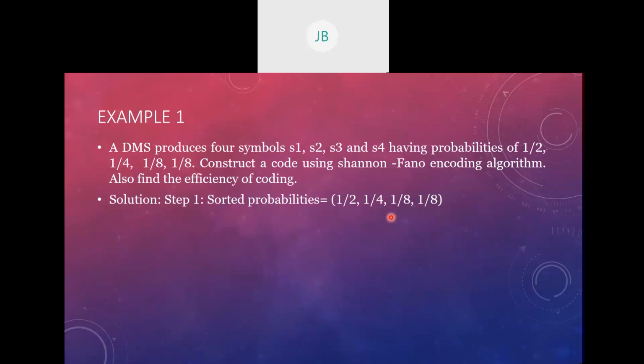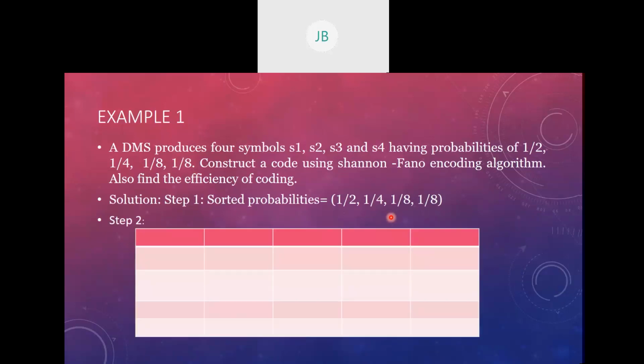Otherwise, we need to sort it. Okay. Then in the second step, we need to divide them into two groups, right? So we have the four symbols S1 to 4, and their probabilities varying from half to 1 by 8 as given here. And in the next step, we need to divide all these four symbols into two groups such that the sum of probabilities in the two groups are almost equal.